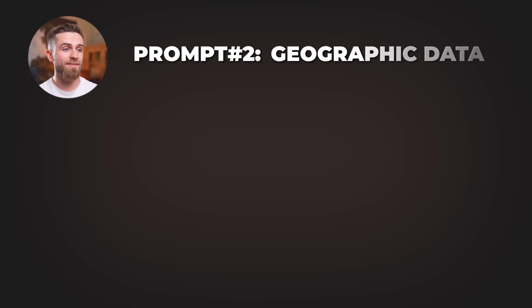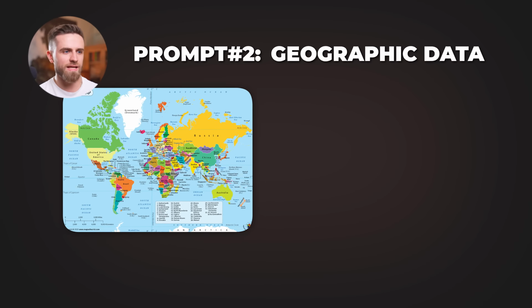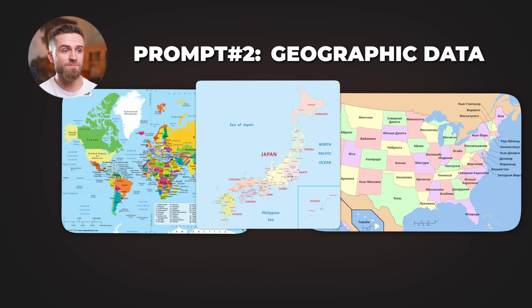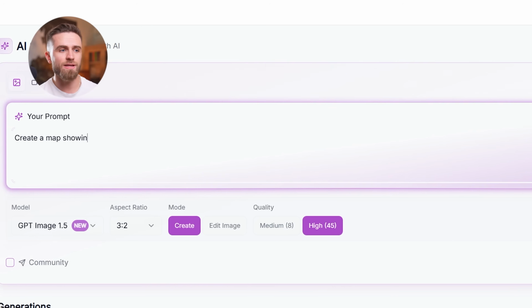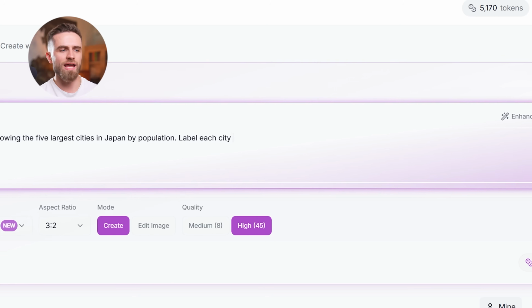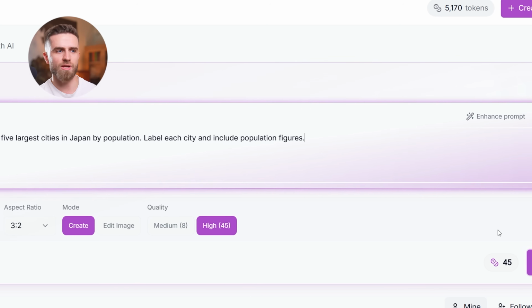Now let's move to a more demanding accuracy test: geographic data. Maps are a good stress test for factual grounding. Locations, rankings, and numbers all have to be correct at the same time. Prompt: create a map showing the 5 largest cities in Japan by population. Label each city and include population figures.